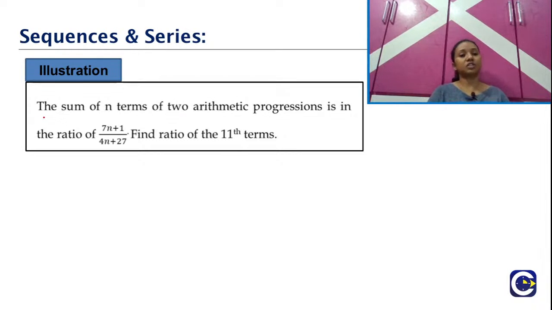So let's read out the question. The sum of n terms of two arithmetic progressions is in the ratio of 7n plus 1 divided by 4n plus 27. So the sum of these n terms of the two different arithmetic progressions is in the ratio of 7n plus 1 divided by 4n plus 27. But here the question is to find the ratio of the 11th terms. So first just use the given condition and try to determine a relation, and then we can find the ratio by using that determined condition.